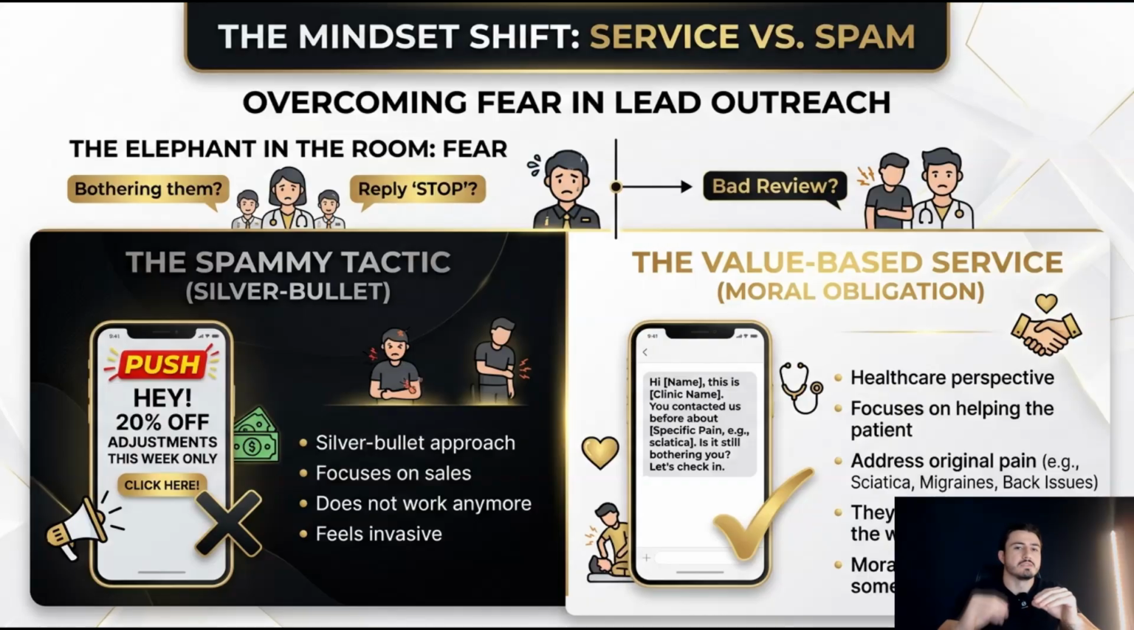Before I actually show you the exact text messages that we do in the AI workflow, we do have to address kind of this elephant in the room, and that's really why the clinic owners don't reach out in the first place. You're either afraid of bothering them, or you're afraid that they're gonna reply stop and leave a bad review. Honestly, if you leave them with a blast text that says, hey, 20% off, adjustments this week only, click here, now, yeah, you're basically spamming them. And that's what we call a silver bullet. We don't do silver bullets here. It doesn't work anymore.